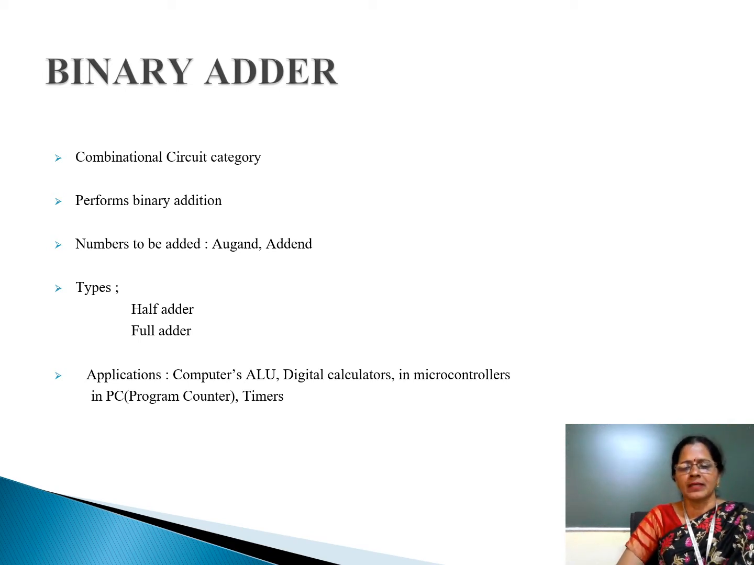Then next, the two binary numbers to be added can be designated. One is named the augend and another is known as the addend. Basically the upper number is known as the augend and the lower number to be added is known as the addend. This fundamental is the same as in our basic mathematics. Then this binary adder is classified into two categories. One is known as the half adder, another is known as the full adder.